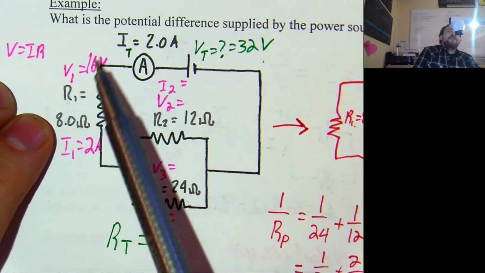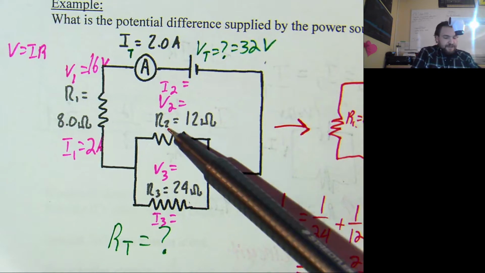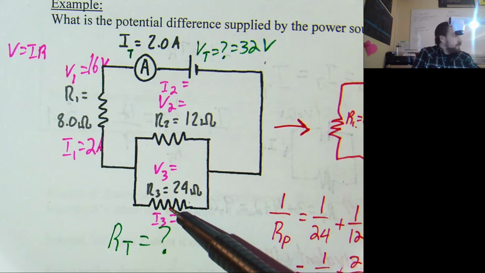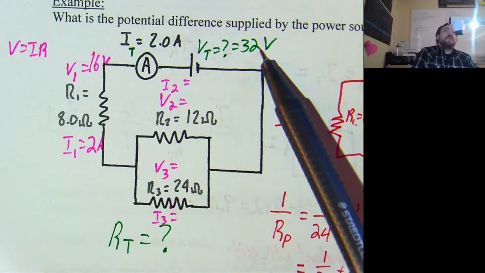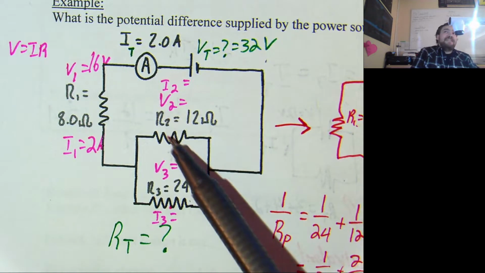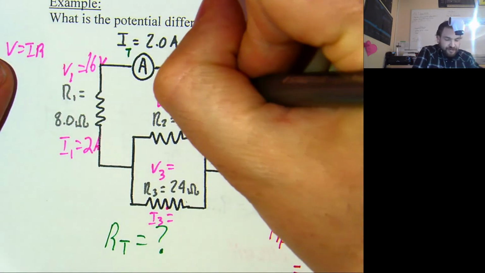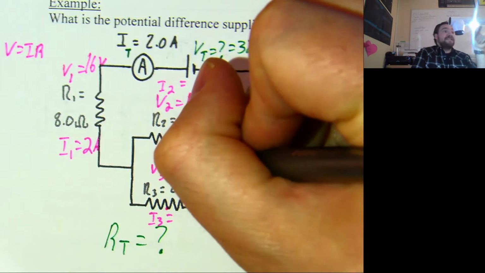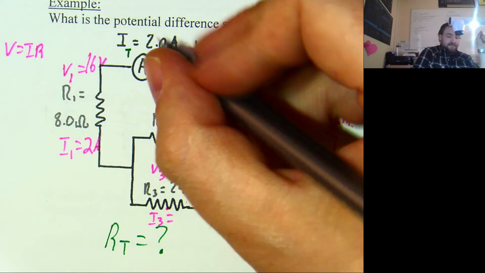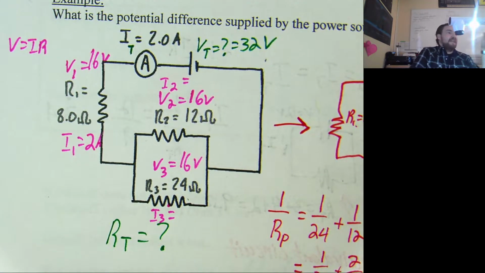So 16 volts are getting used up by this resistor, which leaves us how much voltage left for these two branches? The other 16. We started with 32. 16 gets eaten up here. And these two must use the same amount. So they're each going to use... No, it doesn't. The voltage doesn't split. Each branch must use all of what's left.